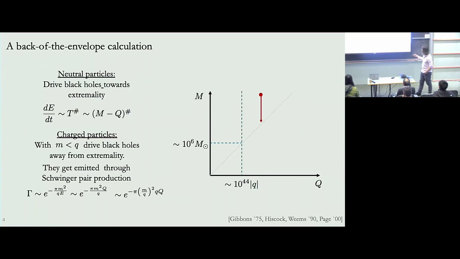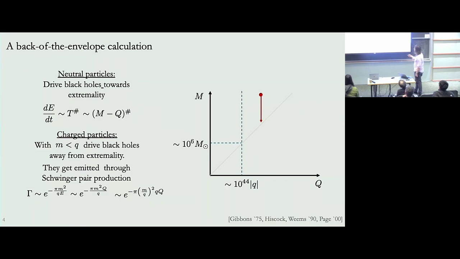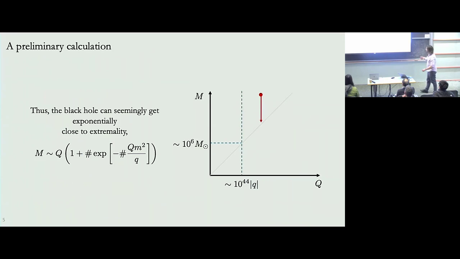So if I start to the right of these lines, the black hole will just approach extremality. How close will it get to it? Just balancing the loss of neutral particles to the loss for charged particles, you get the following formula: it gets to a mass that is exponentially close to extremality. So we get exponentially close to this line.